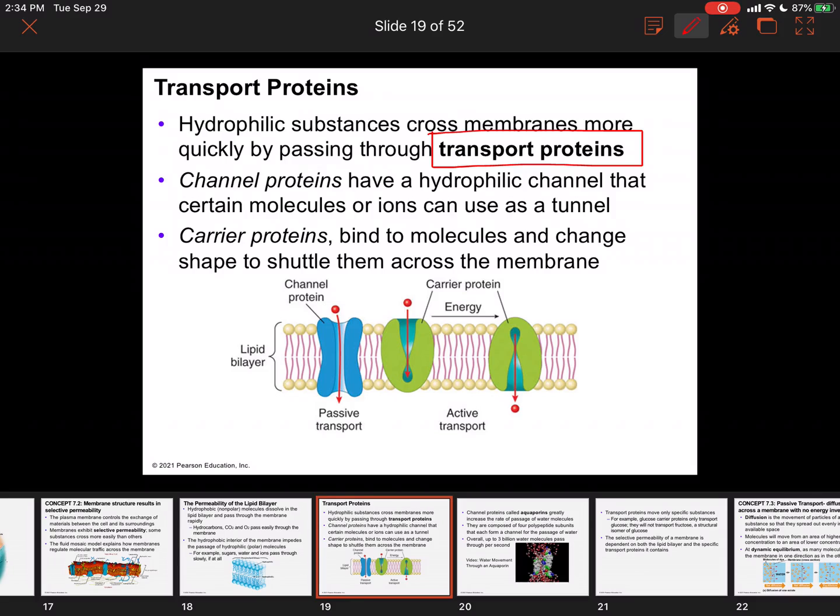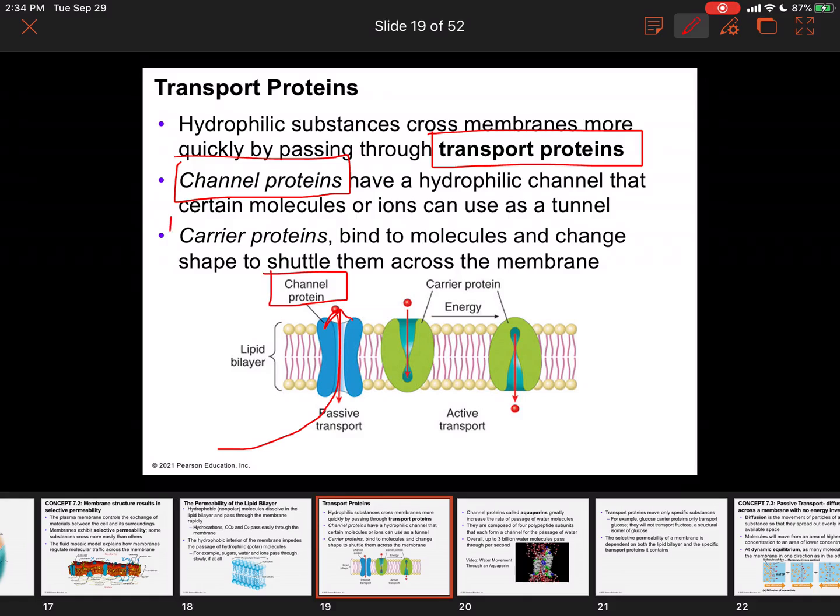It says channel proteins will have a hydrophilic channel that certain molecules or ions can use as a tunnel. So here we go with the channel protein in the picture. It's just like a passageway, it's like a tunnel. They can move straight across the tunnel, either to get in or out of the cell.